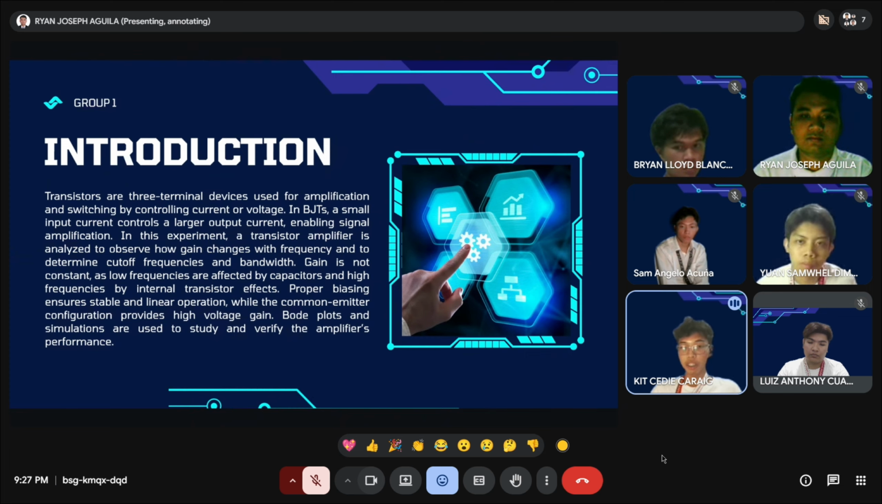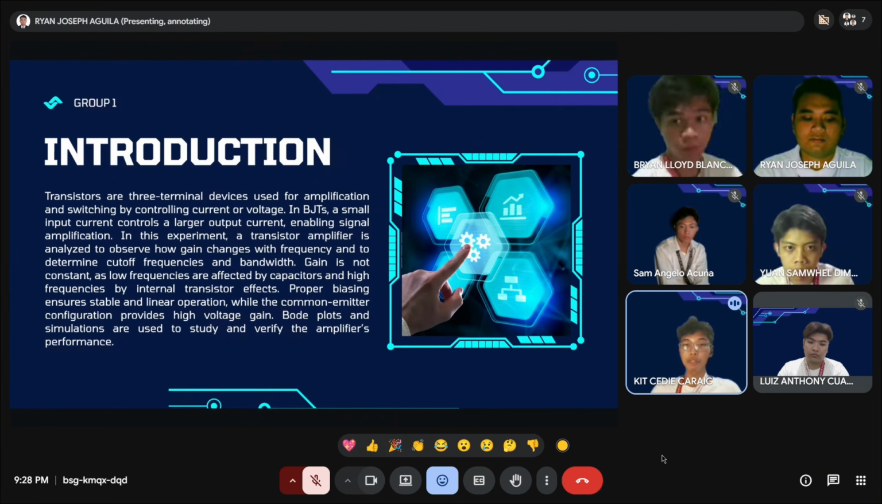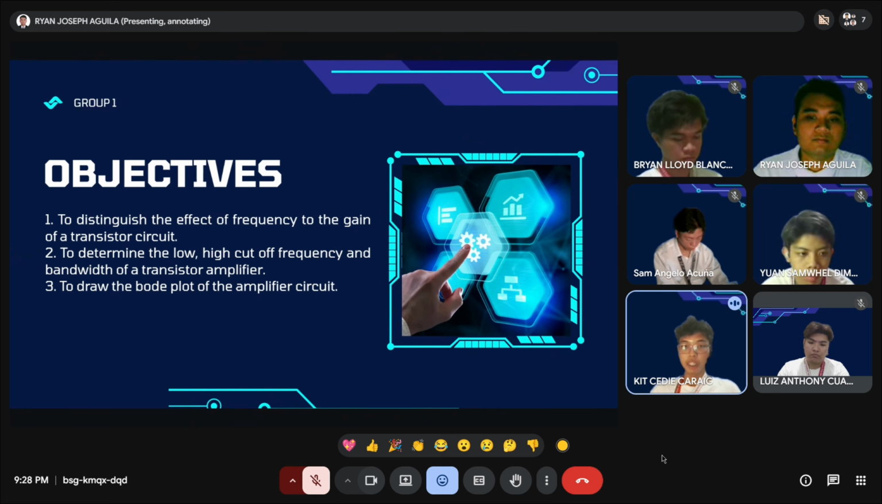Gain is not constant: low frequencies are affected by the capacitors and high frequencies by internal resistance effects. So for the objectives, we are going to distinguish the effect of frequency on the gain of a transistor circuit. The second is to determine the low and high cutoff frequencies and bandwidth of a transistor amplifier. And the third one is to draw the Bode plot of the amplifier circuit.